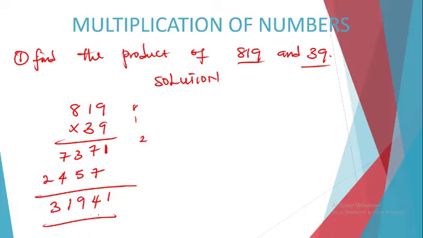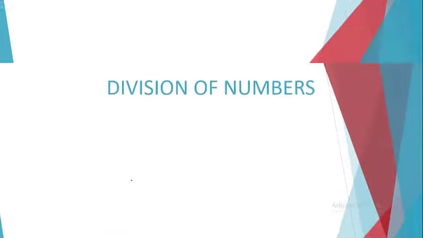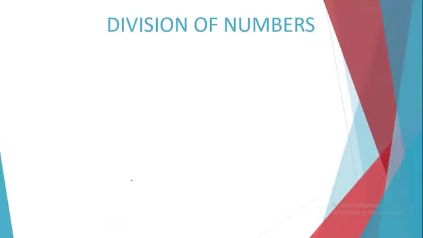So we have 31,941 as our answer. So it means that when we multiply 819 and 39, we have 31,941. So let's proceed and go over to division of numbers.